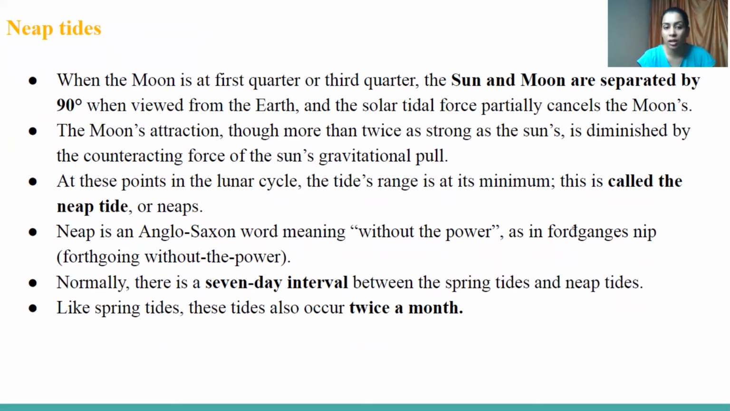Neap is an Anglo-Saxon word meaning without the power. Normally, there is a 7-day interval between the spring tides and the neap tides. Like spring tides, these tides occur twice a month.